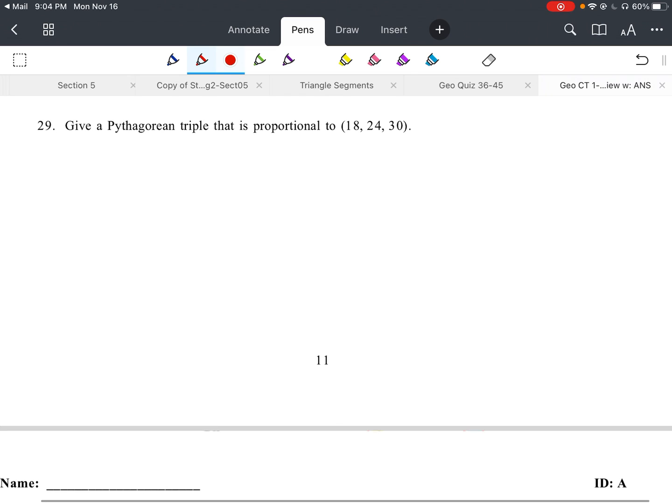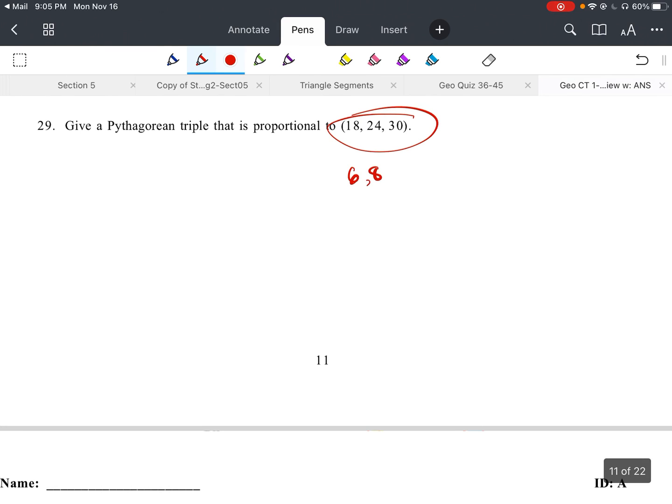All right, give a Pythagorean triple that is proportional to this. Well, you can either multiply all those by something or divide them all by something. And in this case, I would probably divide. Let's divide them all by 2 or by 3. That's up to you. I'll divide by 3. So this is 6, I'll divide this by 3, it'd be 8. And this would be 10. Okay, could divide them all by 6 too, but here's an example. You could even write 3, 4, 5 because that's a variation of 3, 4, 5. So anything in that proportion of that form.